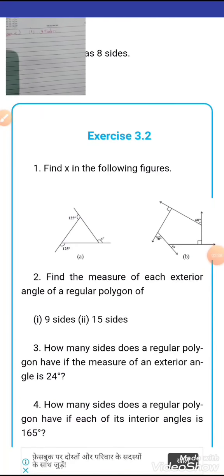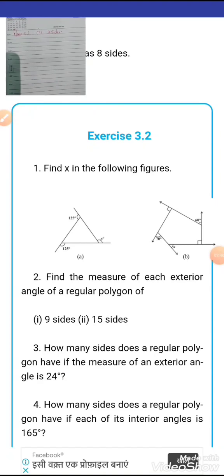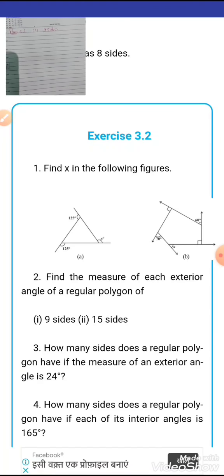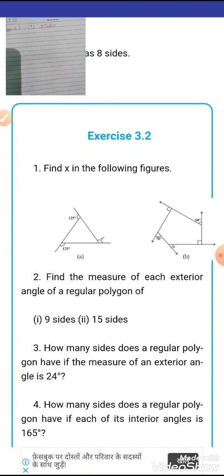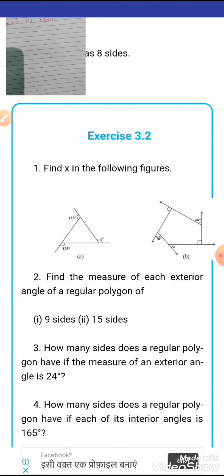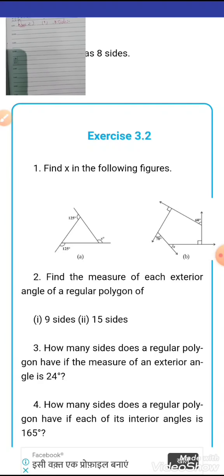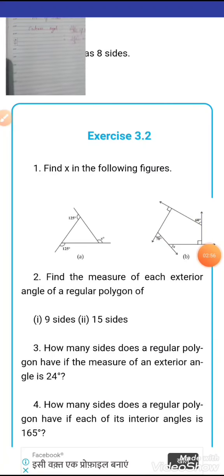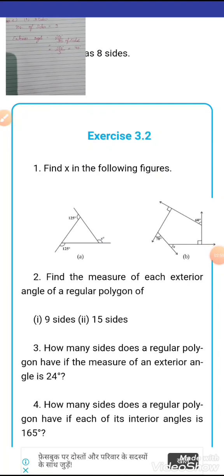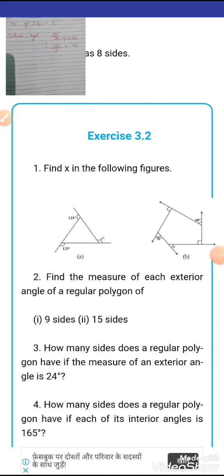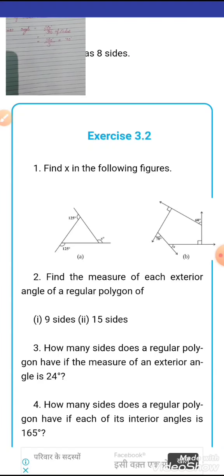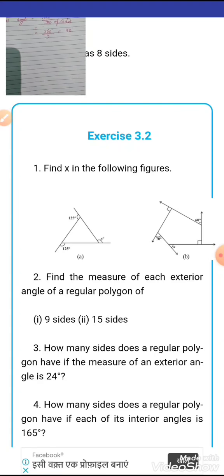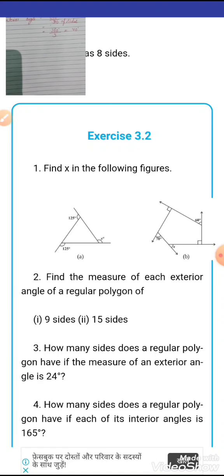In question number 2, we have to find the exterior angle of a regular polygon and the number of sides is given. So in the first part, the number of sides given is equal to 9. So the exterior angle is equal to 360 upon the number of sides, and 360 is divided by 9. So the value of the exterior angle is equal to 40 degrees.